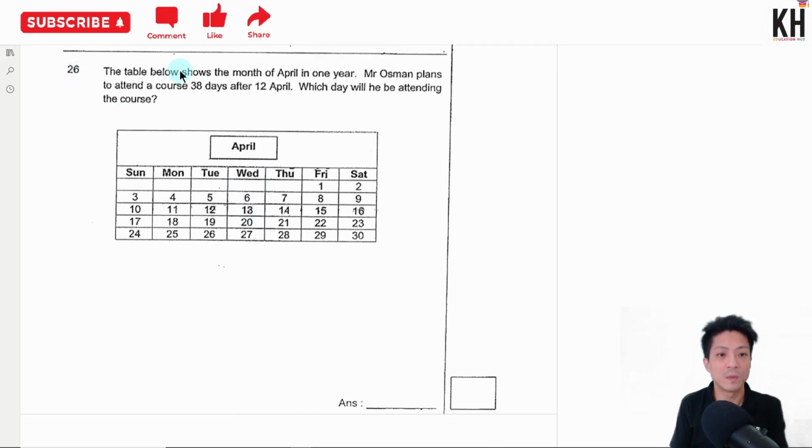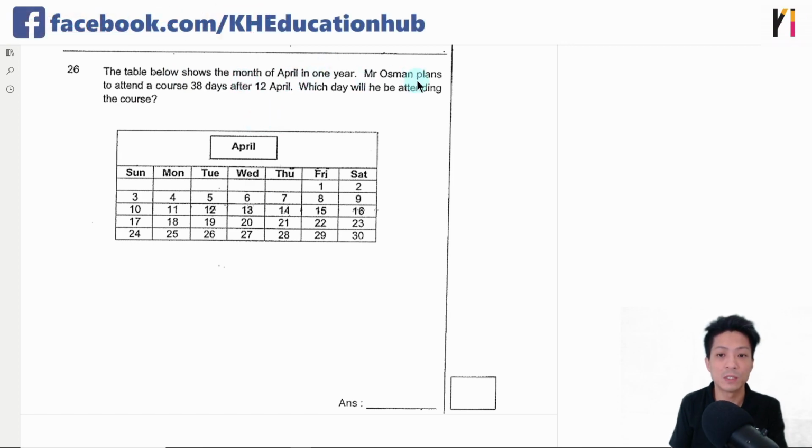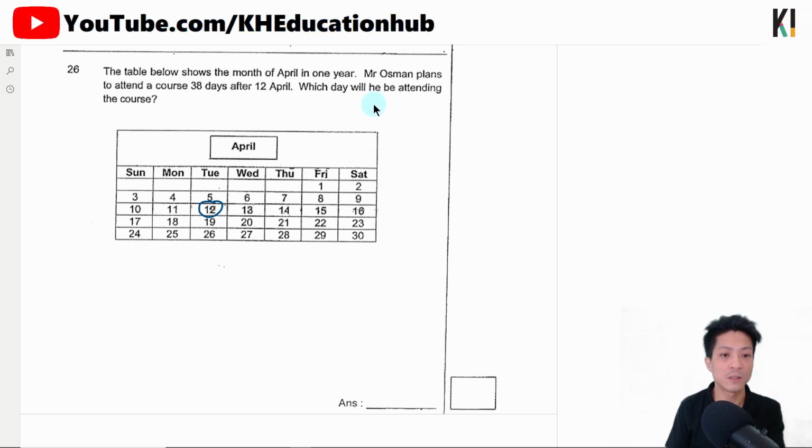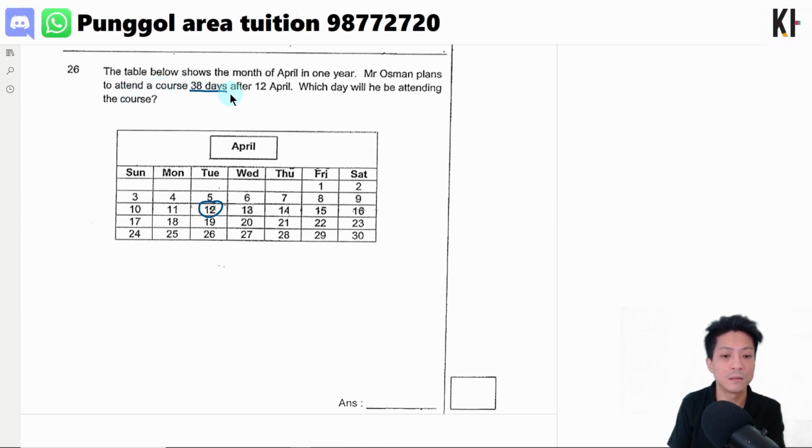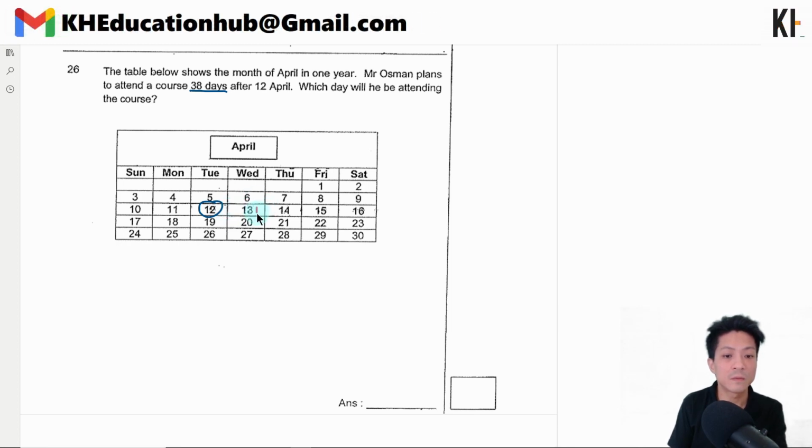Question 26. The table below shows the month of April in 1 year. Mr. Osman plans to attend a course 38 days after the 12th of April. Which day will he be attending the course? Okay, so this will be counted as the first day.